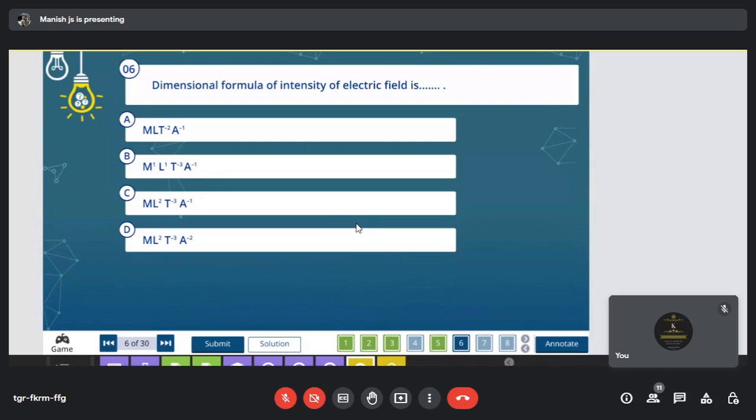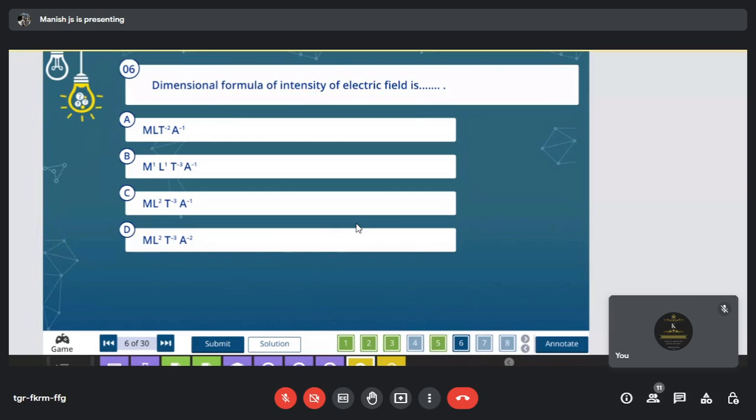Okay, dimensional formula for electric field. Newton per coulomb, that you already know. So how can we represent that Newton per coulomb in terms of dimensional formula? Newton is the unit of force. So 1 Newton is 1 kilogram meter per second square. Similarly, coulomb, in terms of current also you can represent. Q is equal to IT, current into time.